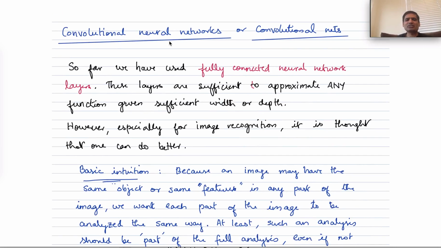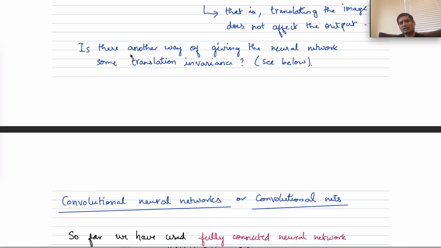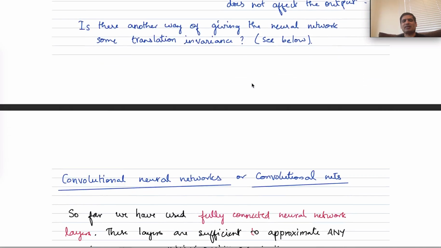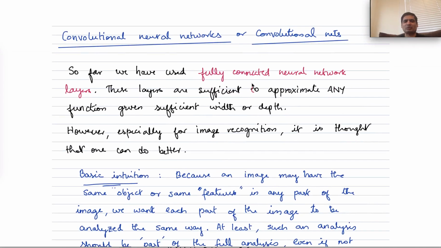So convolutional neural networks, sometimes called convolutional nets or conv nets, or CNN, not the news channel. So lots of names. They are an attempt, at least approximately, at endowing translation invariance to the neural networks.